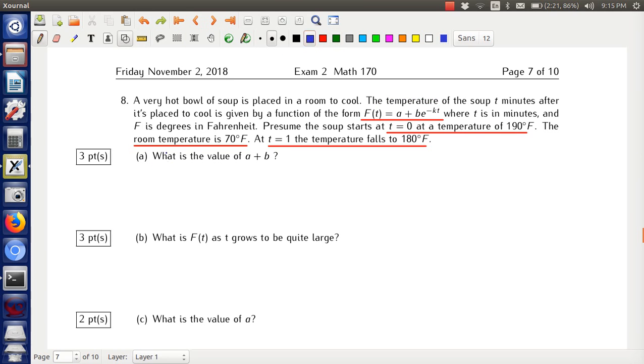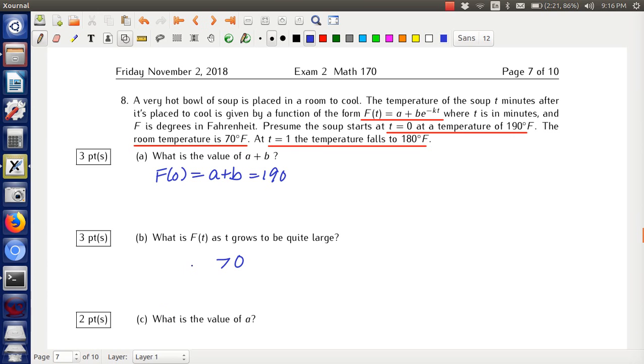What it's really asking is, did you notice that f of 0 is a plus b, because e to the 0 is 1. See, e to the 0 is 1 right over there. So if you notice that f of 0 is a plus b, what is the initial temperature? It's 190. So we're just sort of setting the stage. What is f of t as t grows to be quite large? Well, it's going to be room temperature.